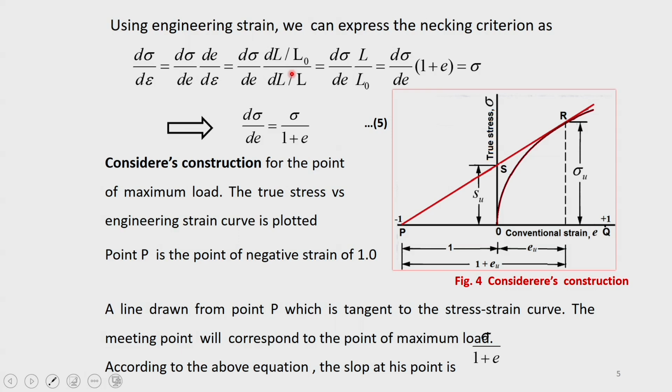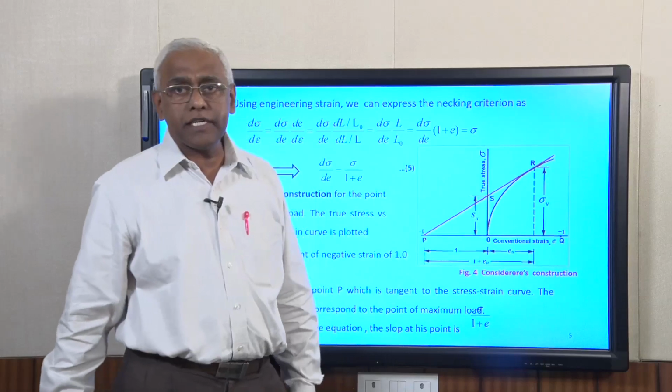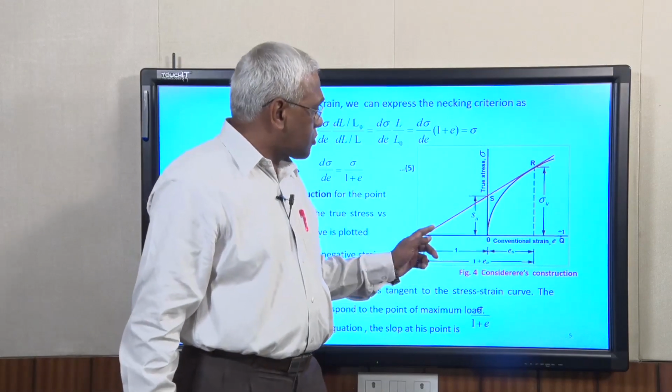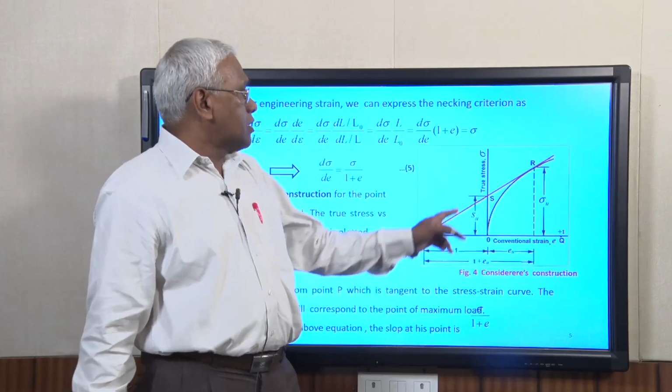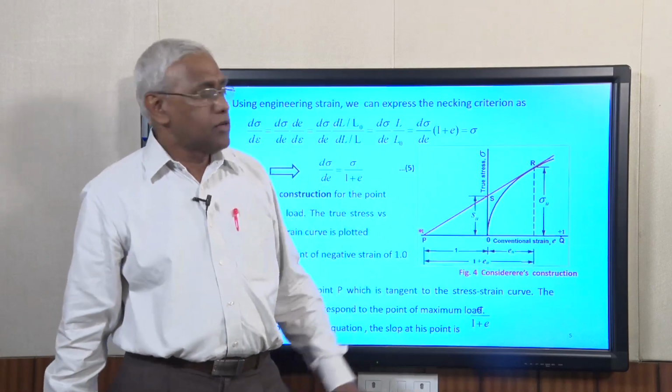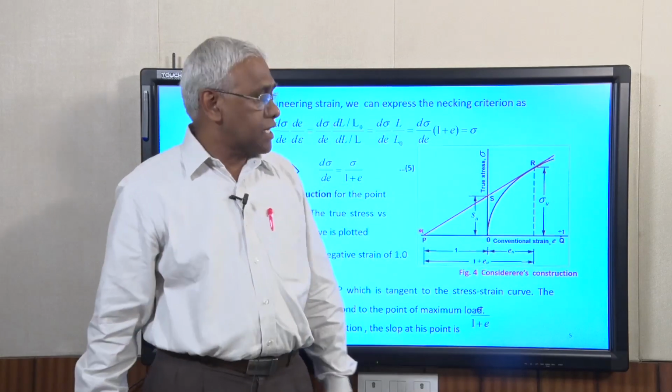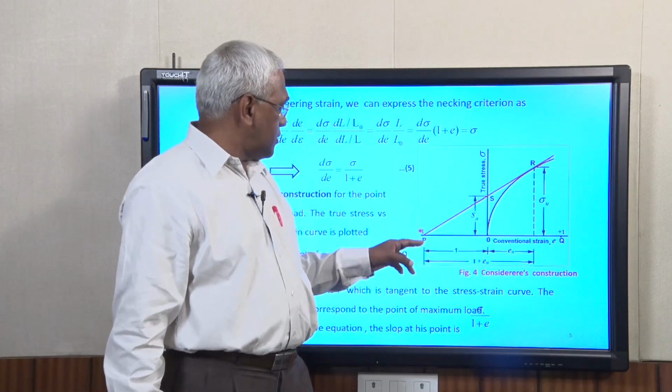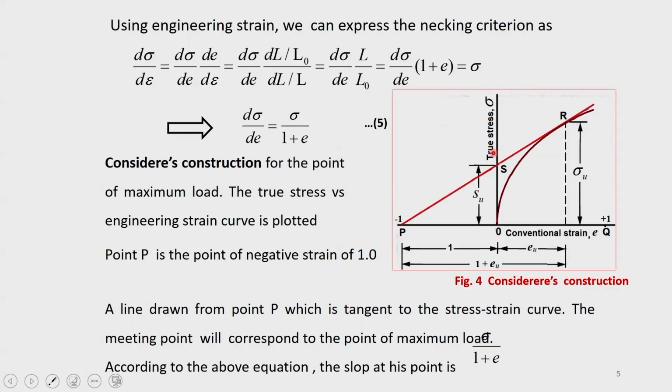That is very easy compared to the previous case, and this is called the Considère construction for the point of maximum load. What we do is, from the 0 point, 0 strain, you take a strain equal to minus 1 in the negative direction of the strain axis, and from that point you draw a line which is tangent to your true stress engineering strain curve. So, you are plotting the true stress versus engineering strain curve. From a strain value of minus 1, you draw a tangent to this curve wherever it meets. That will be the stress at maximum load.